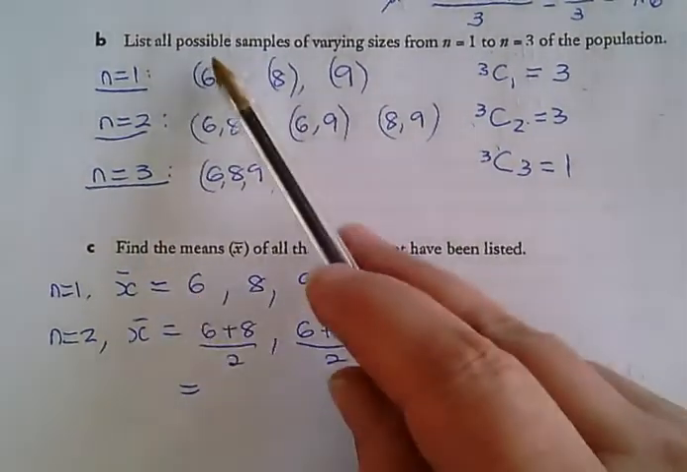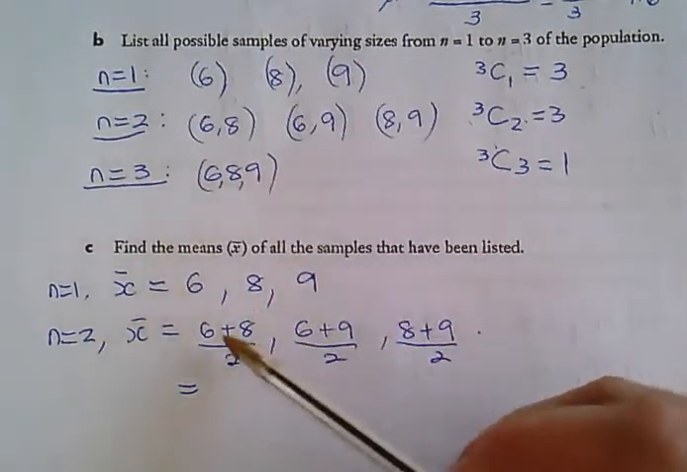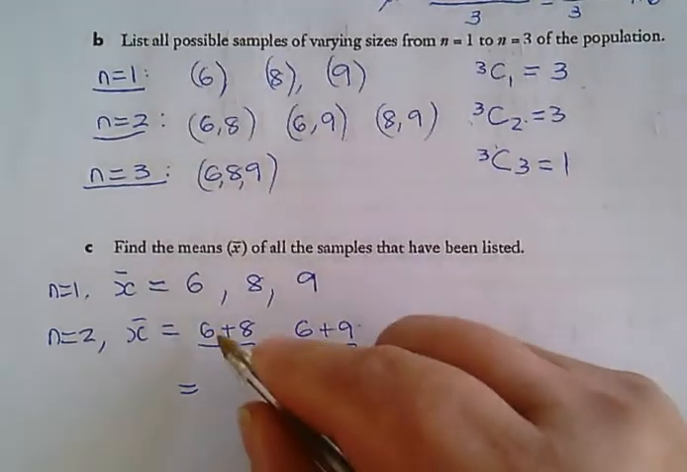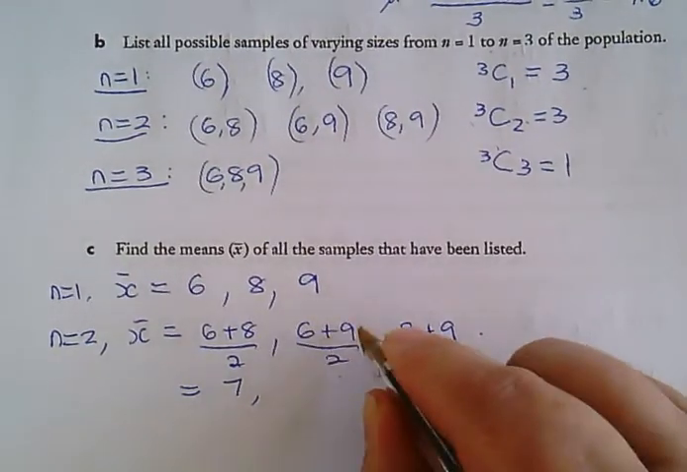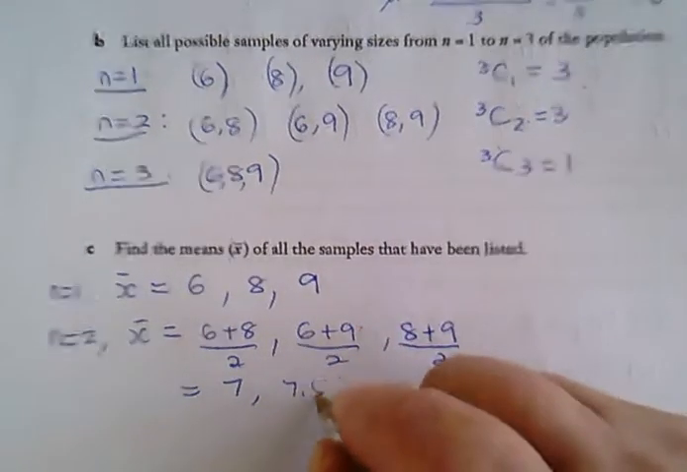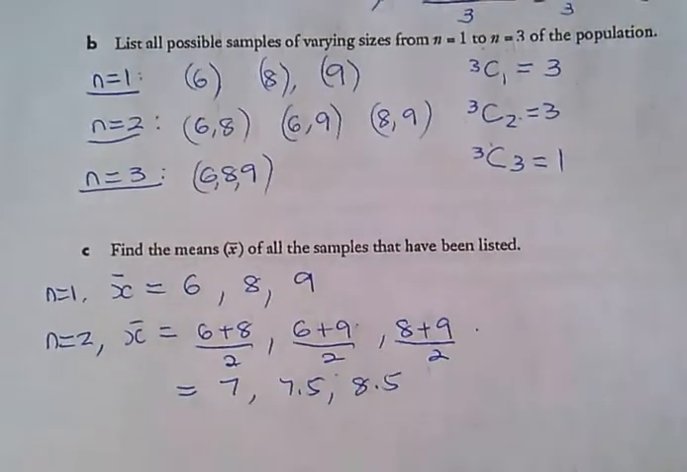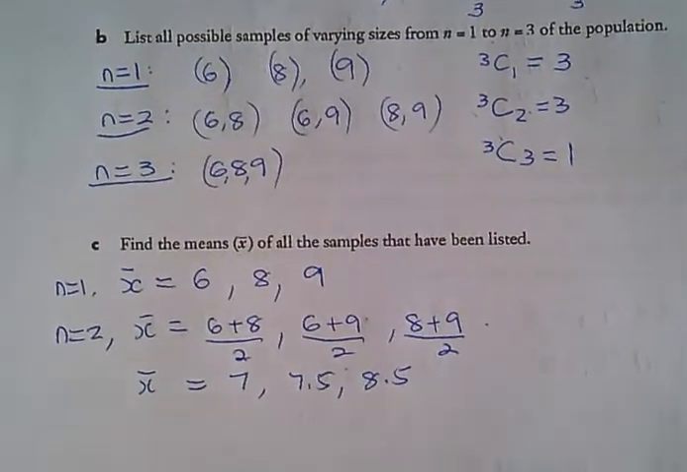That's the average of 6. That's the average of 8. That's the average of 9. This is the average of 6 and 8, 6 and 9, average of 8 and 9. 6 plus 8, 14 over 2 is 7. 6 plus 9 is 15 over 2 is 7.5. And 8 plus 9 is 17 over 2 is 8.5. So they're the averages of my sample sizes 2.